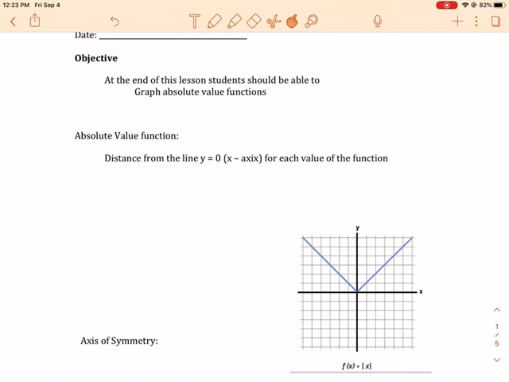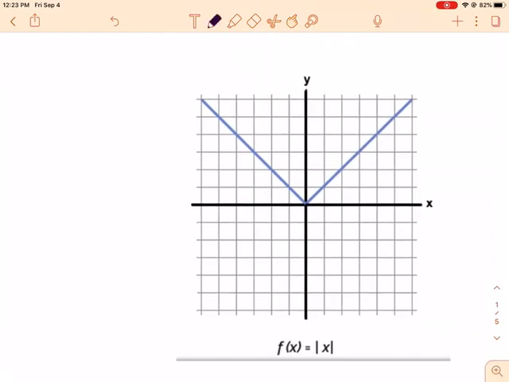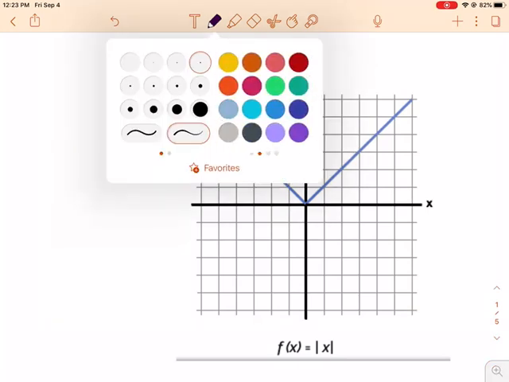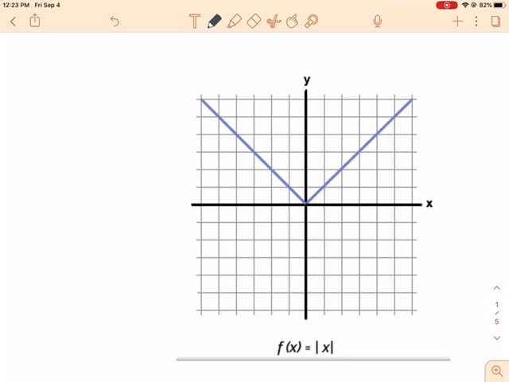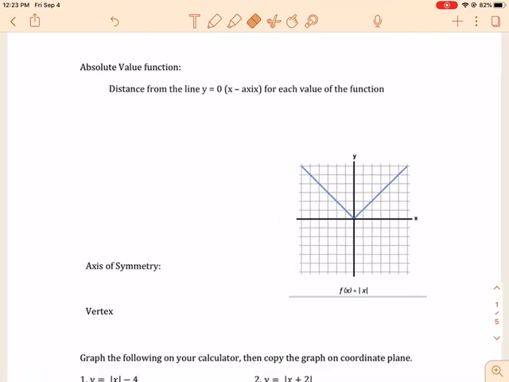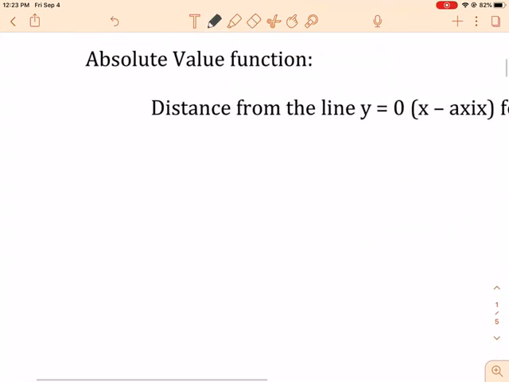There's the distance from zero, but in this particular case it's distance from y equals zero, which is the x-axis. So here's a graph of the absolute value function, and we're talking about the distance from zero. So this point is 1 unit away from zero, 2 units, 3 units, 4 units. And that's why it's going to be positive, because we're talking about 1 unit, 2, 3 units, 5 units away from the line y equals 0, which is the x-axis. Okay, so the equation is y equals the absolute value of x.